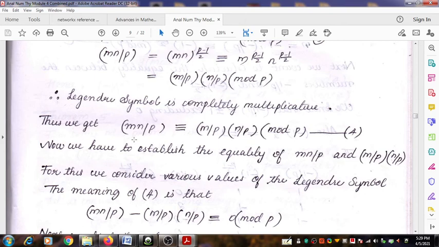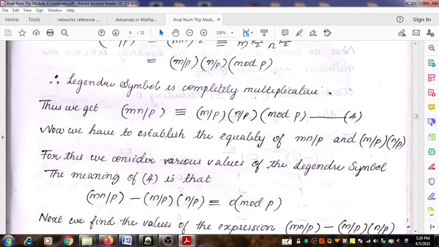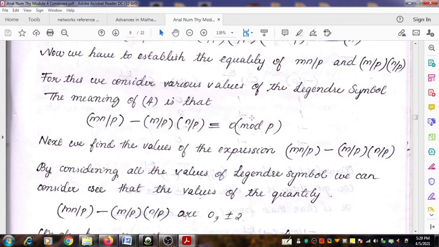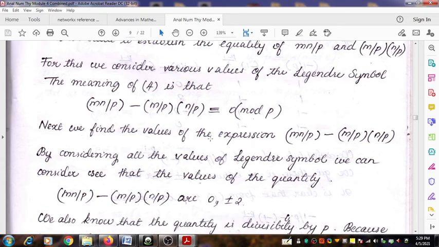For doing that, first we transfer the right side quantity into the left hand side, and then the expression we get is (mn/p) minus (m/p)(n/p) is congruent to 0 mod p. After that, you can separate this quantity. Here the left hand side is (mn/p) minus (m/p)(n/p), and this quantity can be separated for what? For evaluating its possible values.